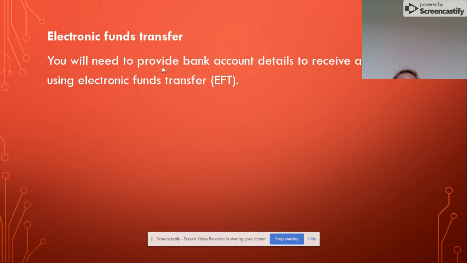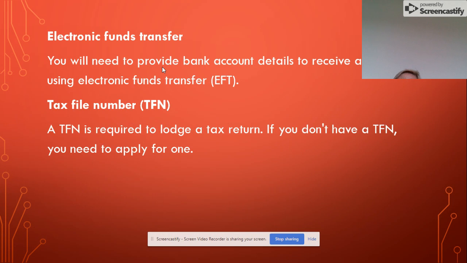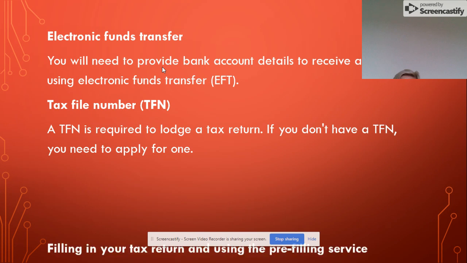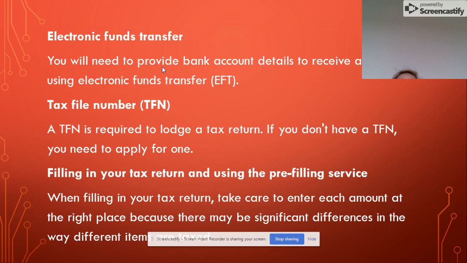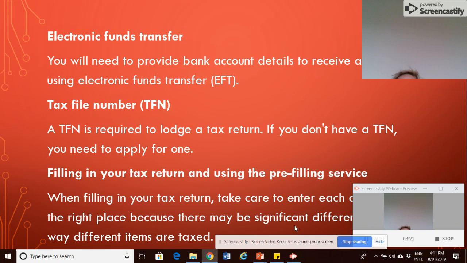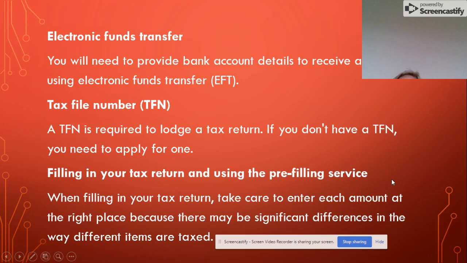Electronic funds transfer: you need to provide bank details to receive a refund, so they would do it straight into your bank account. You need your tax file number to lodge a tax return. If you don't have one, you have to get one. And filling in your tax return and using the pre-filling service. When filling in your tax return, take care to enter each amount at the right place because there may be significant differences in the way different items are taxed. So, a bit difficult to do? No, not difficult. You've just got to be careful when you do it.